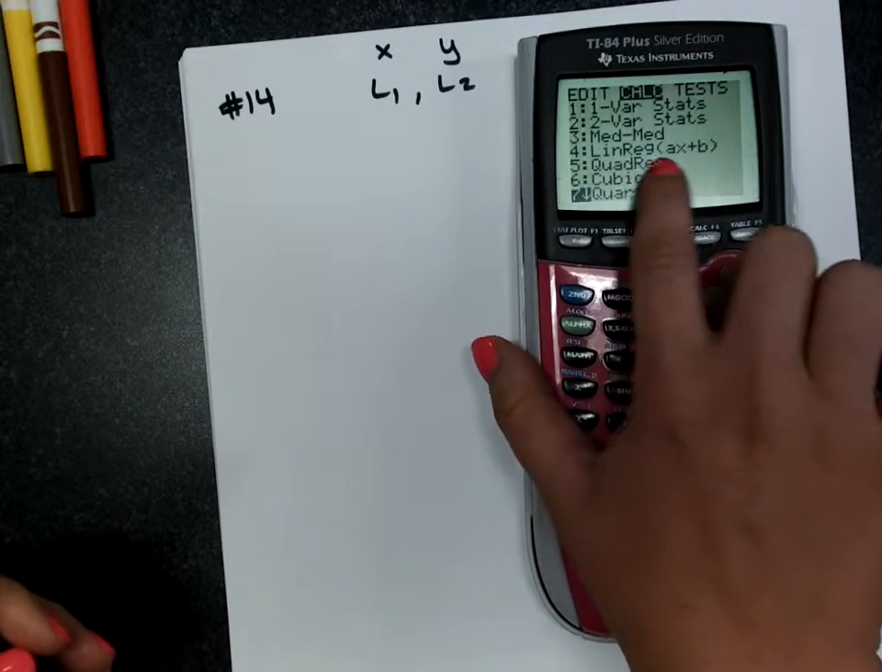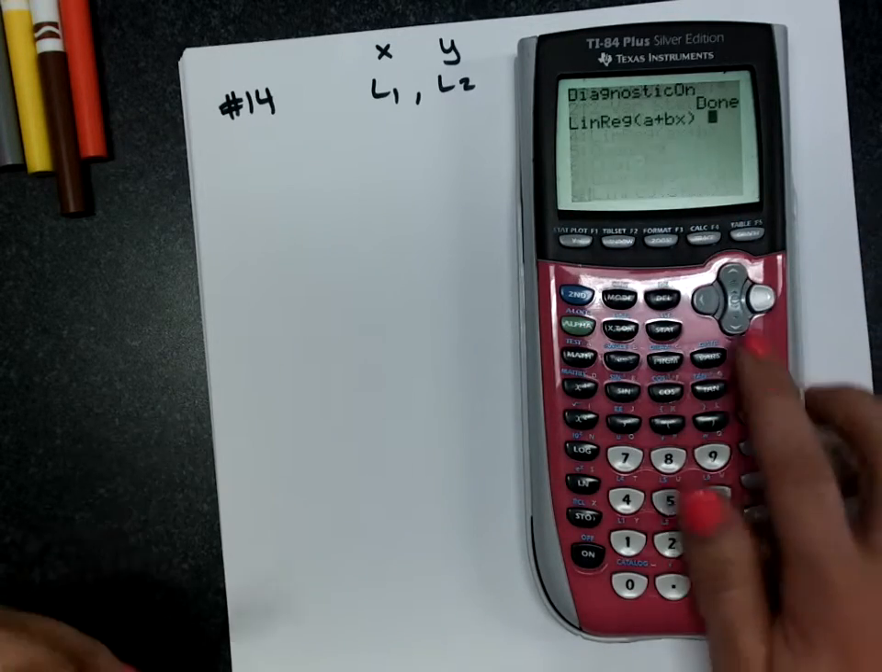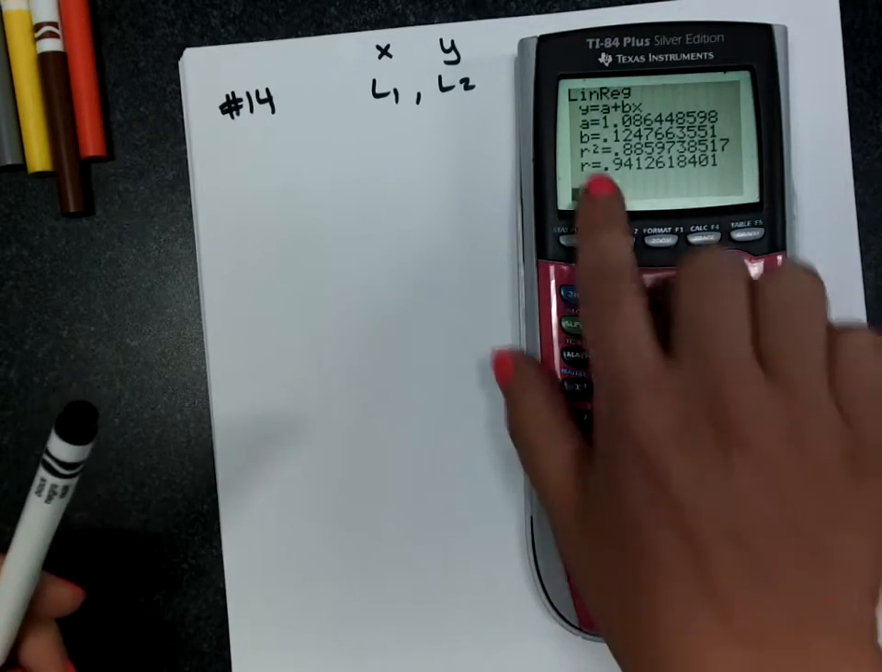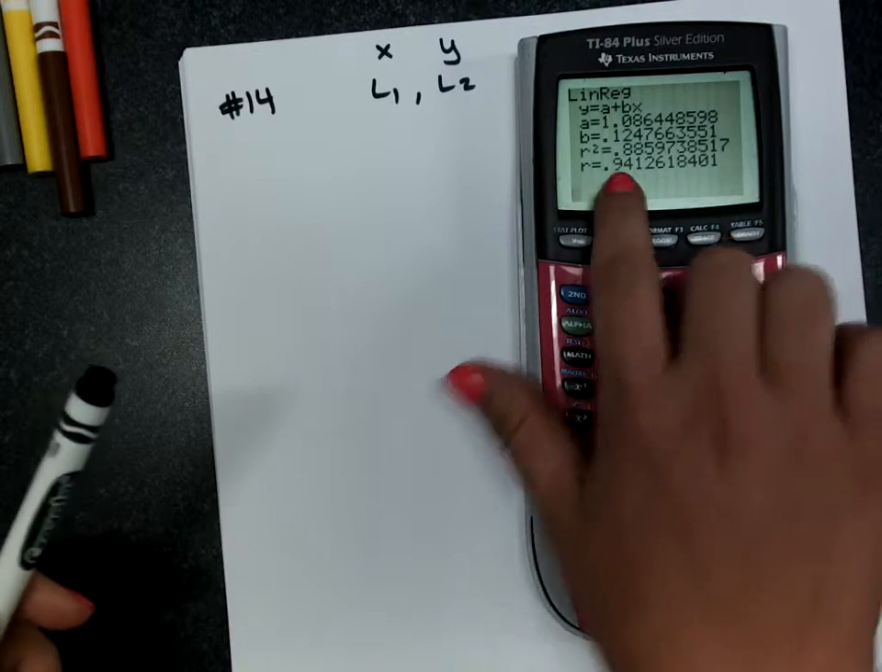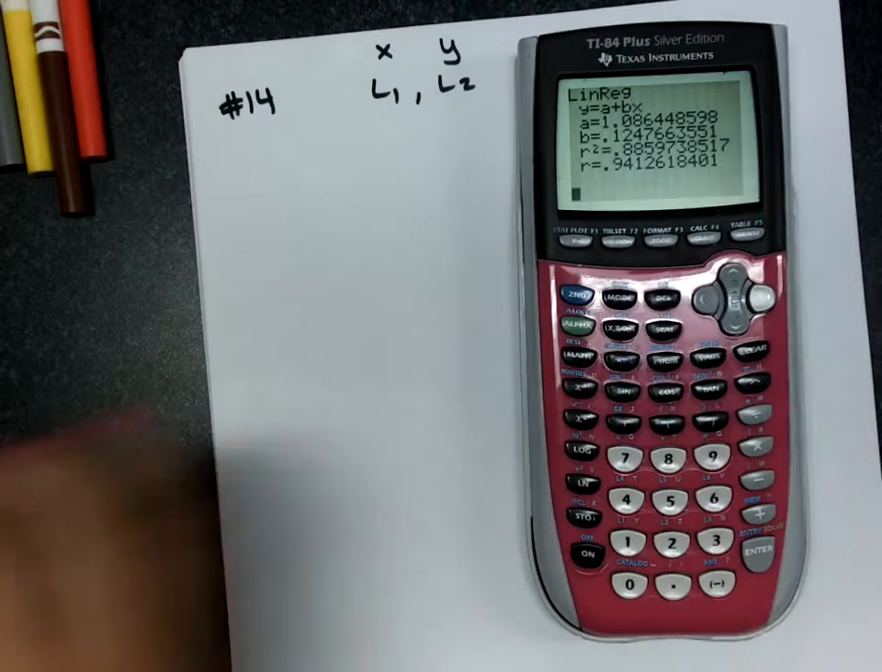You can use option 4 or option 8. I think in the video I used option 8, it doesn't matter. They're both linear regressions. And then there's your R value right there. If it doesn't show up, that means your diagnostics are not on.